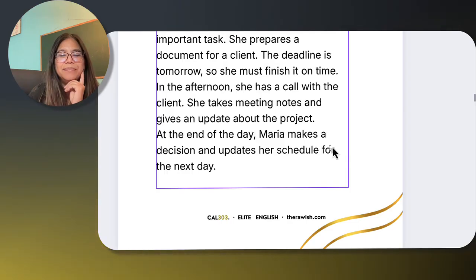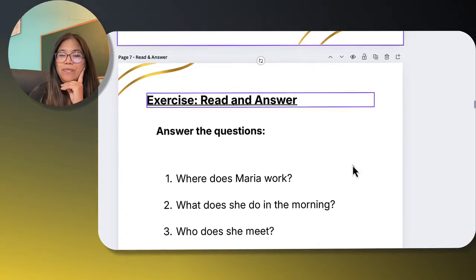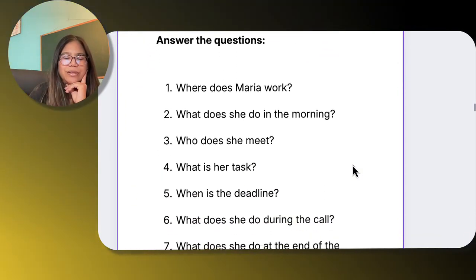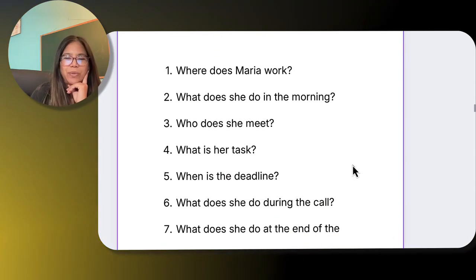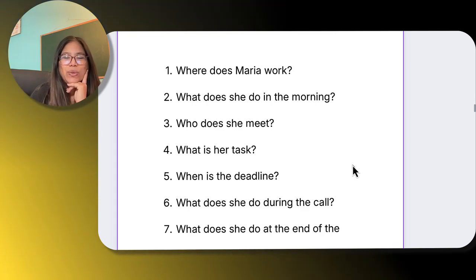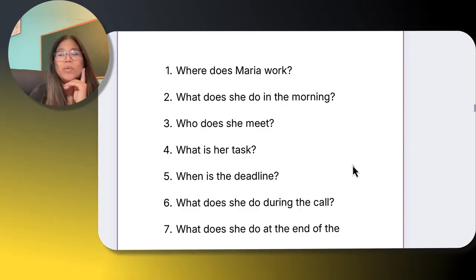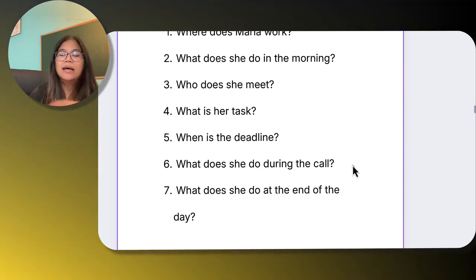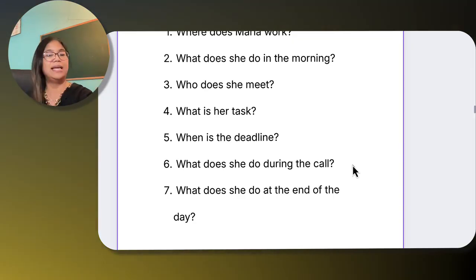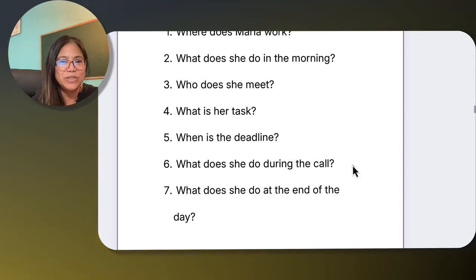Okay, that reading is complete. Here are the questions and you need to answer. So, where does Maria work? What does she do in the morning? Who does she meet? What is her task? When is her deadline? What does she do during the call? What does she do at the end of the day? Okay, so we need to answer all those questions, don't we?